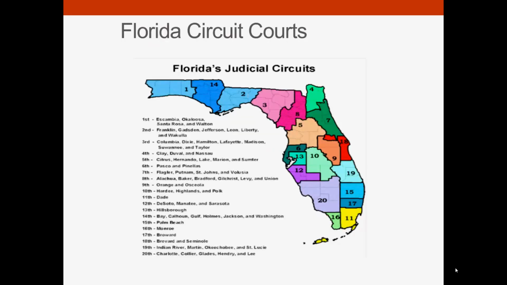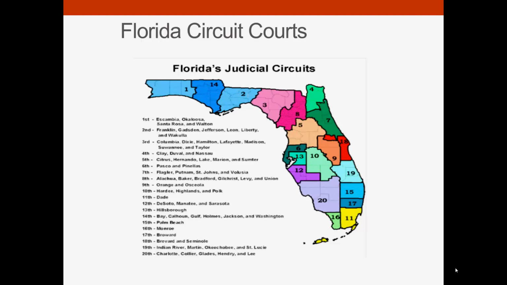The Florida Circuit Courts. This is a jurisdictional map of the 20 circuit courts in Florida. The Constitution provides that a circuit court shall be established to serve each judicial circuit created by the legislature, of which there are 20.